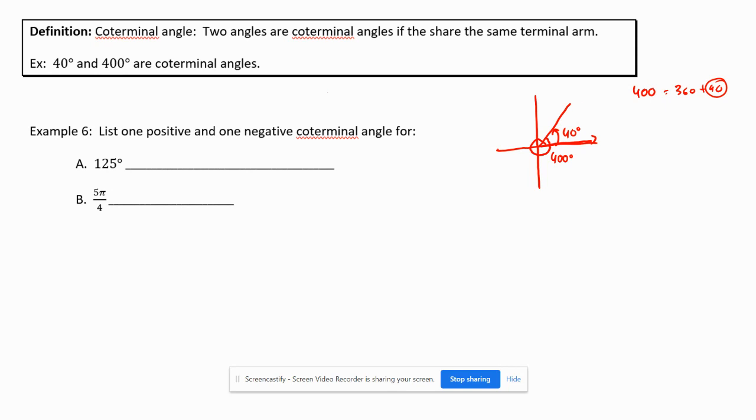So for this one, example 6, list one positive and one negative coterminal angle. So for this one, I'm just going to go 125 plus 360 equals 485. So 485 is one. Now, how do we get the negative one? I'm going to do the same thing, but I'm going to subtract 360. And I'll explain what a negative angle means in a second here. But 125 minus 360 equals negative 235 degrees. Yeah, so it'd be negative 235 degrees, like that.